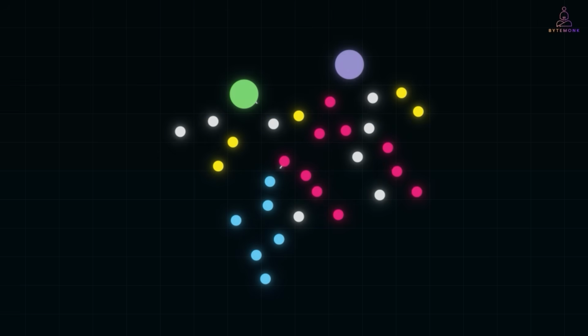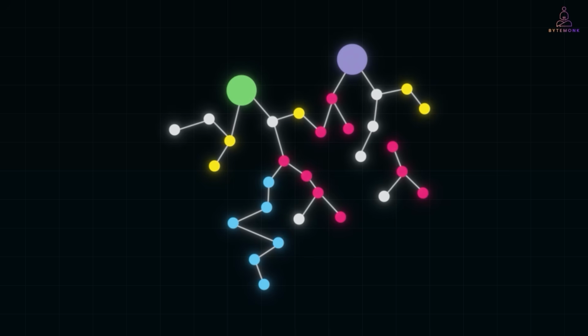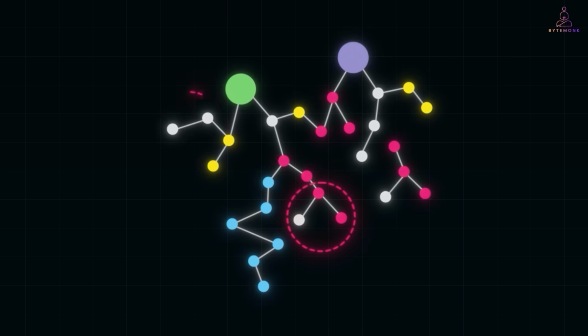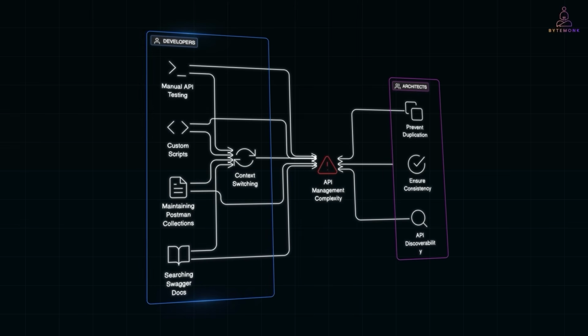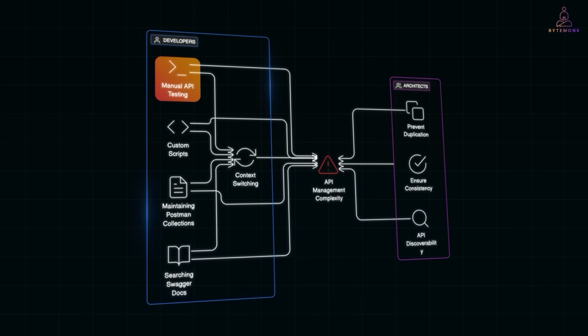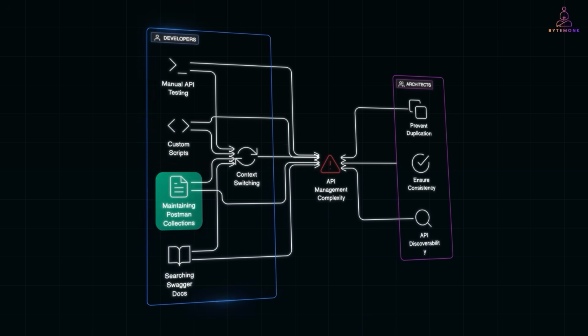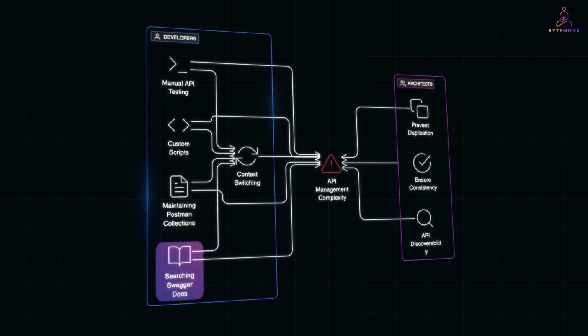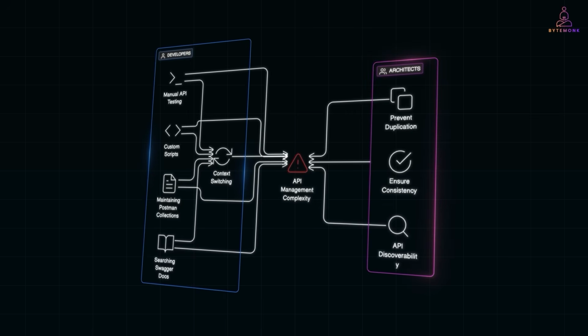APIs multiply quickly. You might start with a few services, but soon you're juggling dozens, maybe hundreds. Each one has its own docs and its own authentication flow. For developers, this means constant context switching. You're testing APIs manually, writing custom scripts, maintaining Postman collections, or digging through Swagger docs just to figure out what's going on.